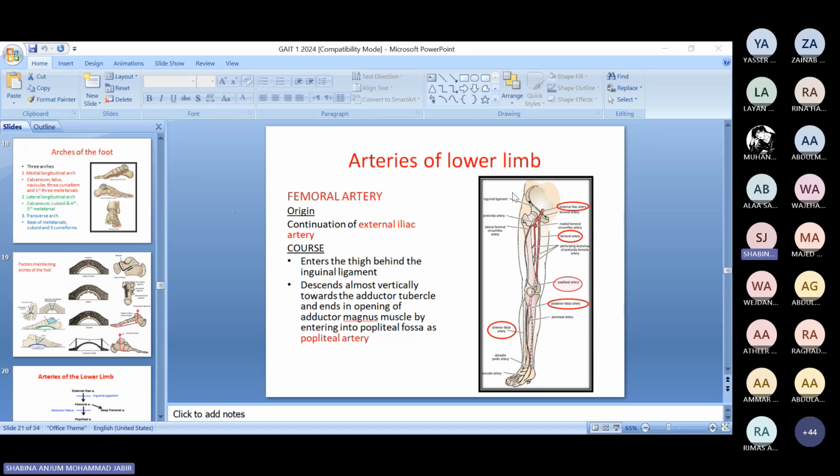Here again, you can see this is the femoral artery and this is the knee joint. Behind the knee joint, there is a fossa. If you compare with the upper limb, there was a cubital fossa. Like that, here we will have the popliteal fossa. So now this femoral artery will become the popliteal artery here.